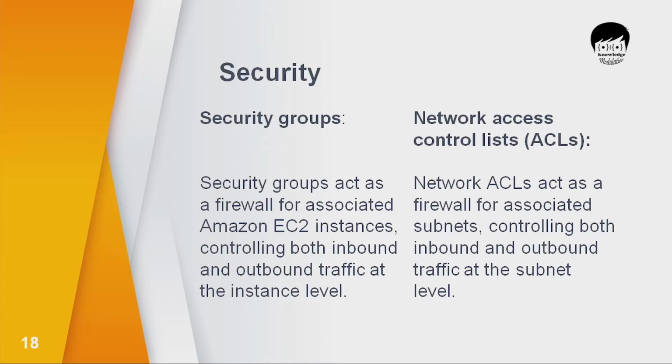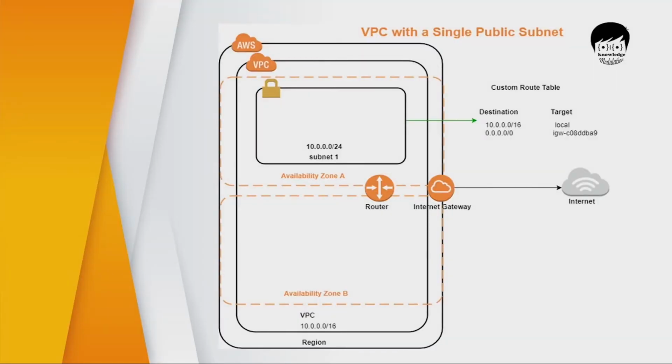The second point is the network access control list. Network ACLs act as a firewall for associated subnets, controlling both inbound and outbound traffic at the subnet level. If you are going to implement multi-tier architecture, for that purpose you have to create two or more subnets, public and private subnets. For this type of scenario, we can go with the network access control list. We have to create a scenario where we can see a VPC with a single public subnet in a specific region.